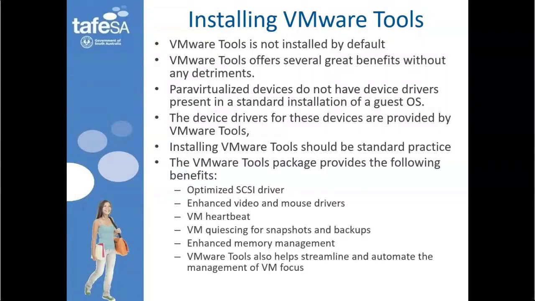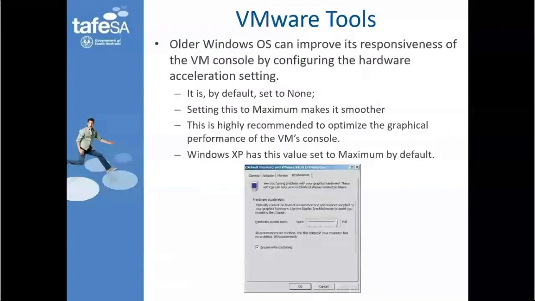How it does it is not important for us, as long as we understand that without VMware Tools, taking snapshots is harder, and so is backup, especially of running systems and backing them up completely, because they're constantly changing the files, aren't they? Enhanced memory management as well. VMware Tools also helps streamline and automate the management of the VM focus. Remember the Control-Alt, release focus, and so forth.